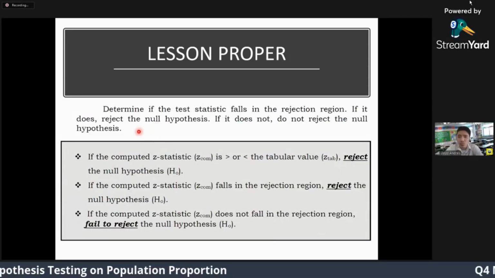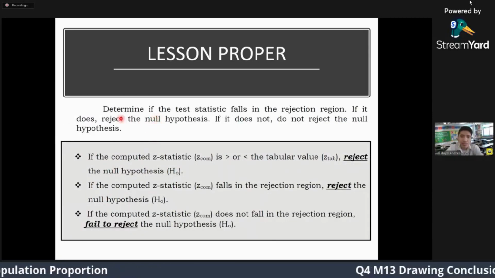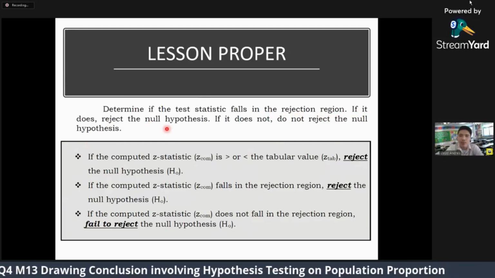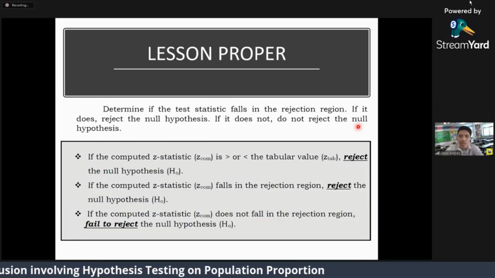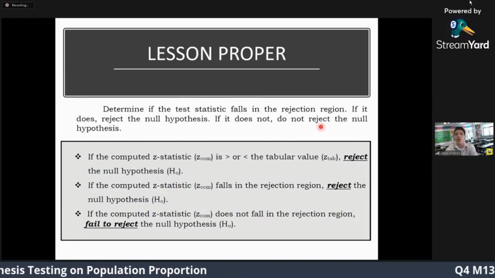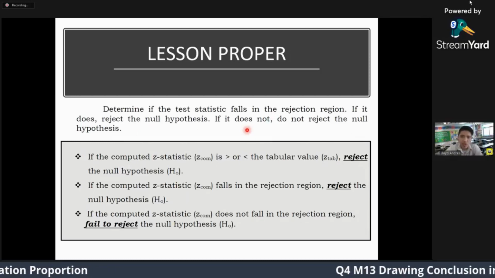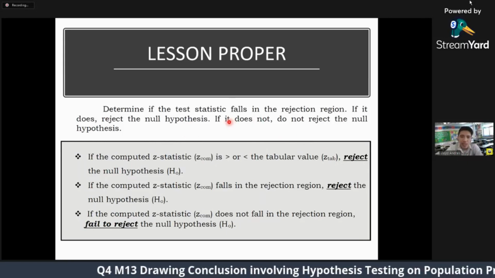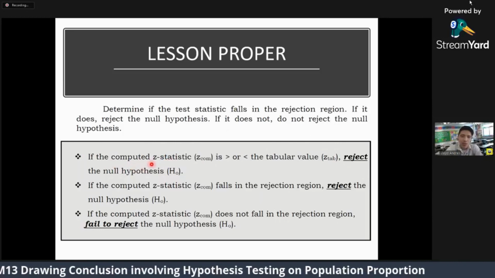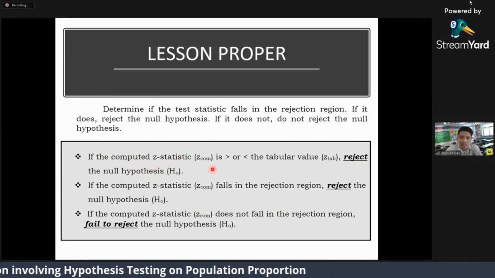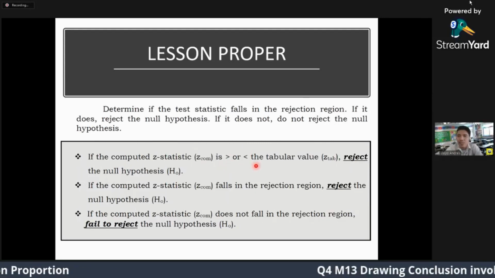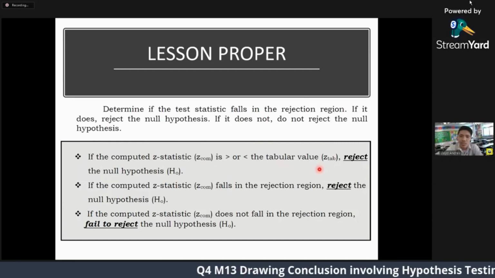So, how will you decide? Determine if the test statistic falls in the rejection region. If it does, reject the null hypothesis. If it does not, do not reject the null hypothesis. So, kana kung nagamit ka og graph niya or katong illustration sa normal curve. Pero kung ang value ang atong i-consider, kani pod ang basihan. If the computed Z statistic is greater than or less than the tabular value, reject the null hypothesis.